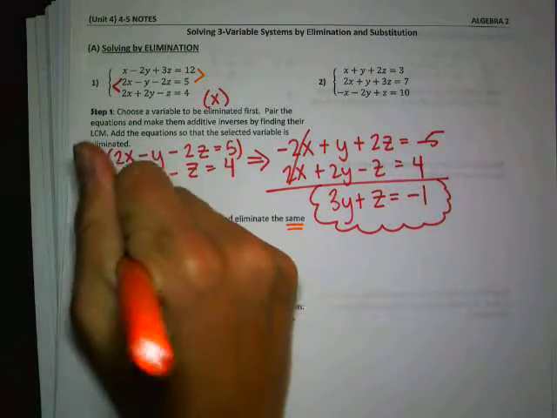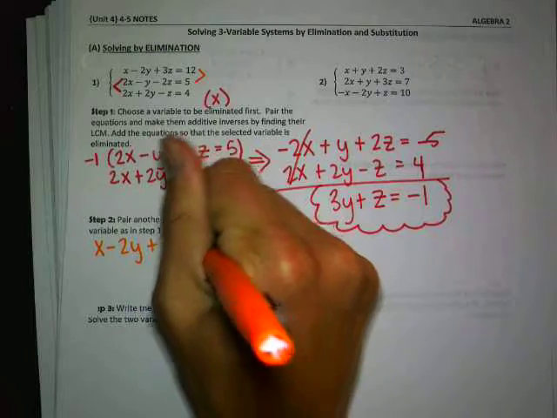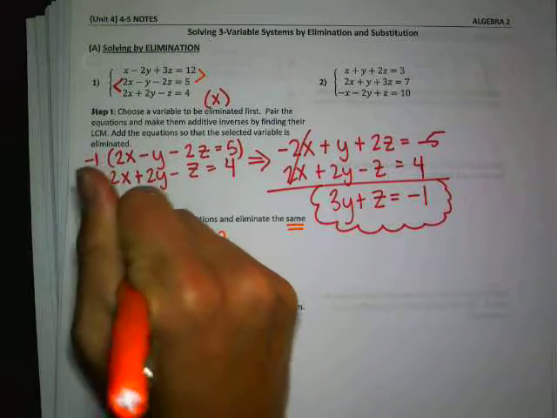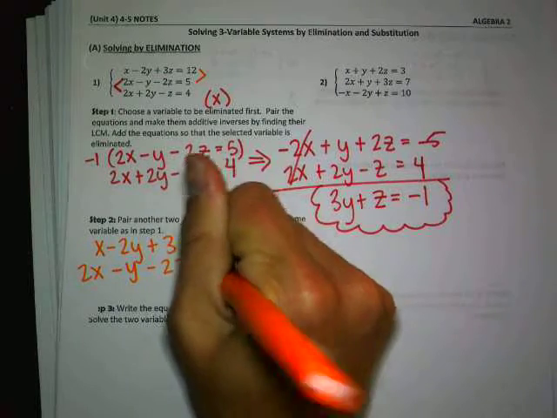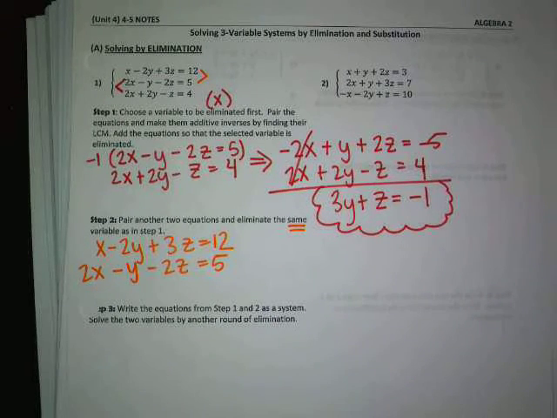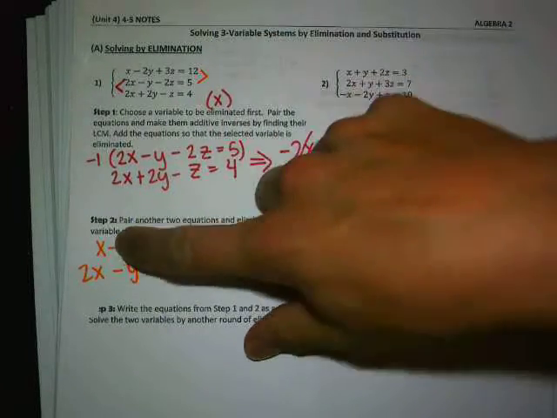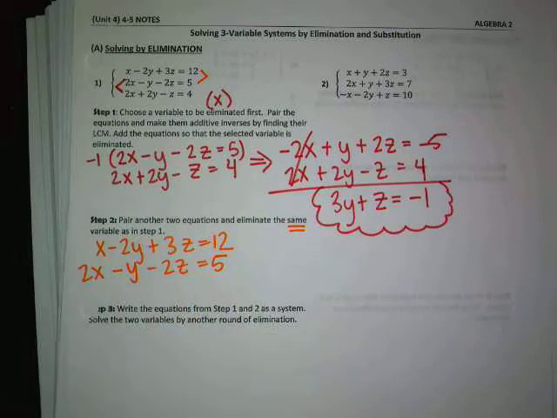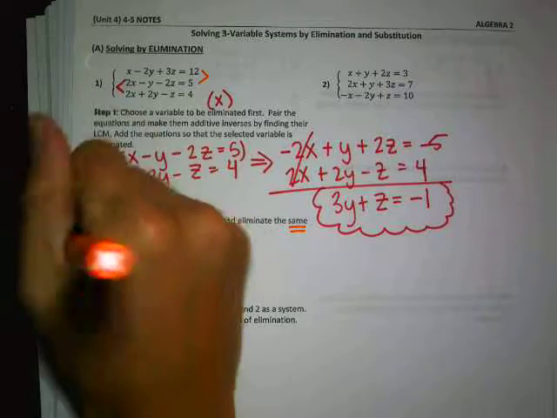x minus 2y plus 3z equals 12. And 2x minus y minus 2z equals 5. Does it matter which one you want from the bottom? Okay. All right. What variable am I trying to eliminate again? X. Very good. So one of those is positive 2x. So what does this one need to become? Negative 2x. So I'm going to multiply the whole equation by? -2. Very good.